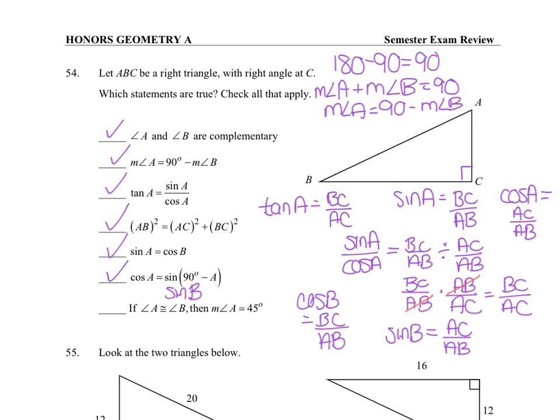The last one says if angle A is congruent to angle B, so if this angle is congruent to this angle, then the measure of angle A equals 45 degrees. Well, if x plus y equals 90 degrees, because we know they're complementary, and basically one equals the other, so x plus x equals 90 degrees. We've got 2x equals 90, divide by 2, we get x equals 45. So this is also a true statement. They are all true.